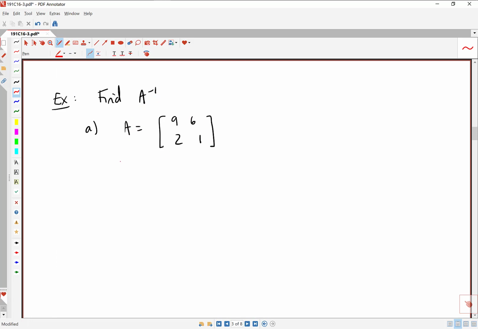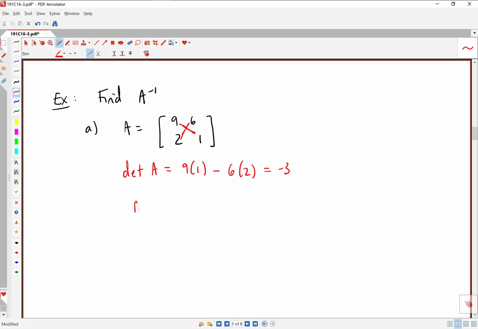So the problem is to find A inverse, and in part A, matrix A looks like 9, 6, 2, 1. First thing we're going to do is calculate the determinant of A. The way you do that, multiply the diagonal numbers together, so 9 times 1, and then subtract off the product of the backwards diagonal, so minus 6 times 2. You're sort of making this X pattern where you multiply these guys and then you subtract off the product of these guys. So 9 minus 12, that would be negative 3.